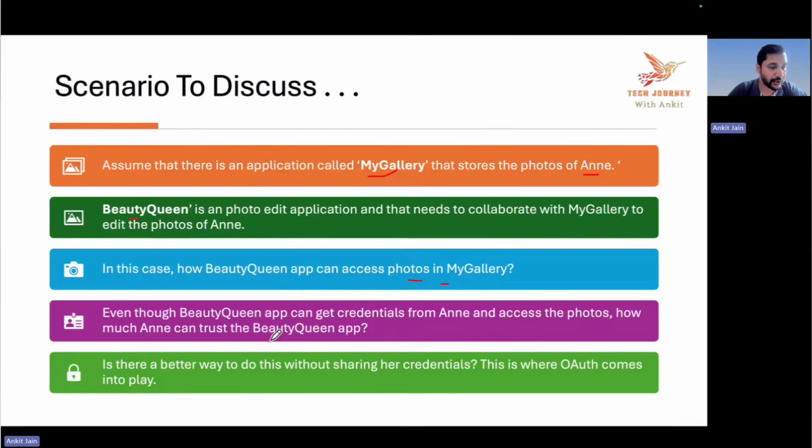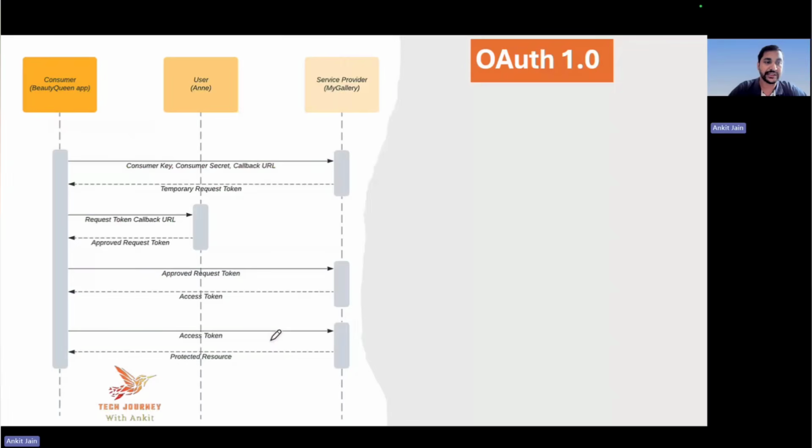So what is the alternative approach that Anna will take? Anna is thinking, is there any better way I can avoid sharing my credential and only give the access of my specific gallery application to the Beauty Queen app? And the answer to this is yes. By using the OAuth, Anna can meet this typical requirement. How will this happen? Let's try to understand this with two flows.